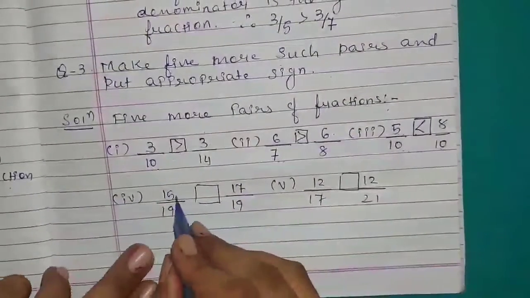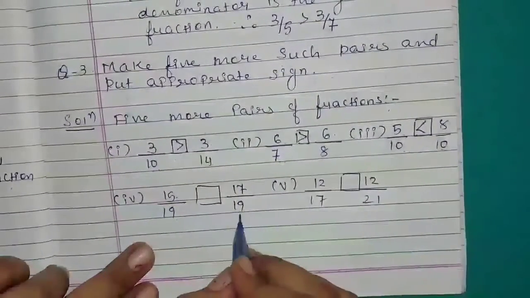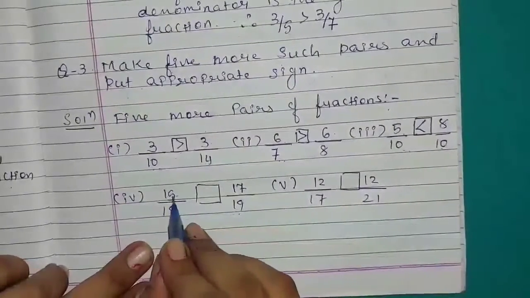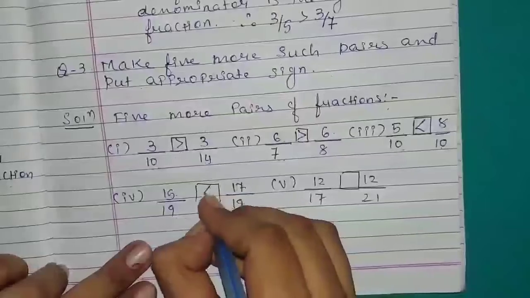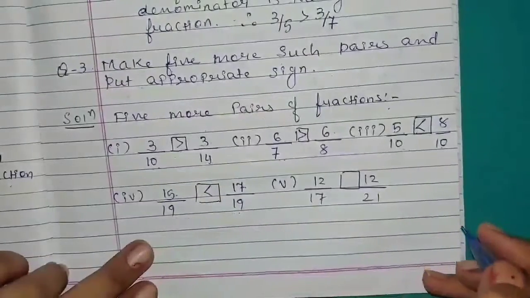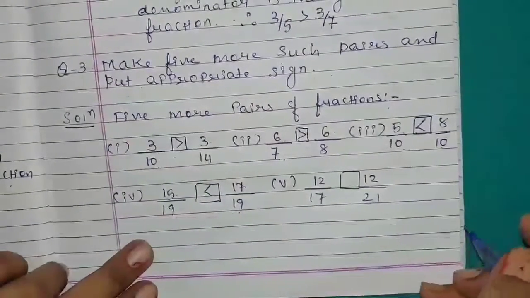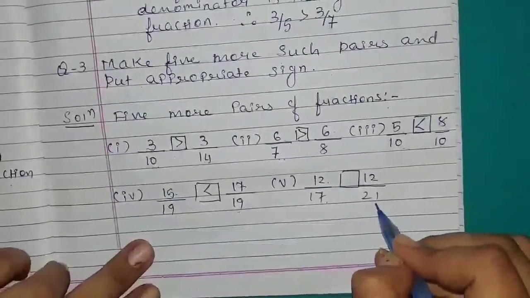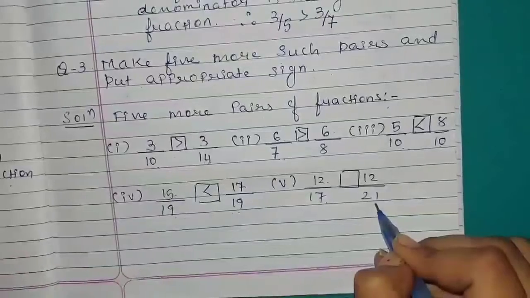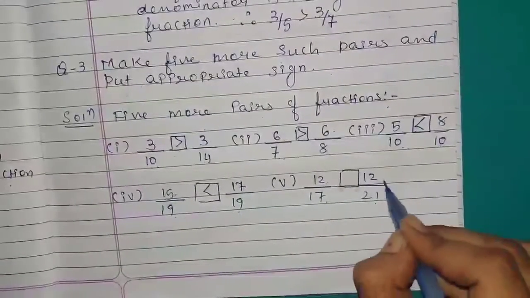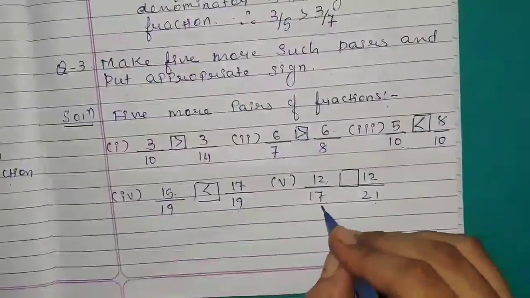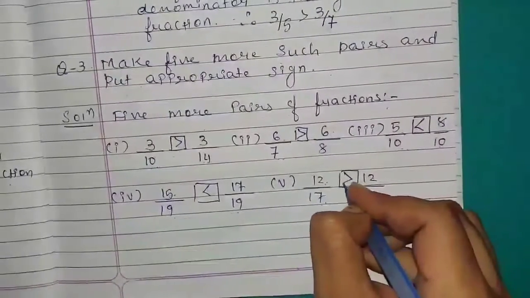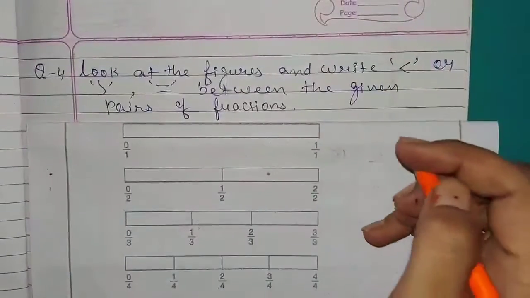Now 15 upon 19 dash 17 upon 19. Like fractions. Numerator is 15 is less than 17. So 15 upon 19 is less than 17 upon 19. 5. 12 upon 17, 12 upon 21. Now students, here numerators are same. So with the lesser denominator, answer will be greater. So 12 upon 17.